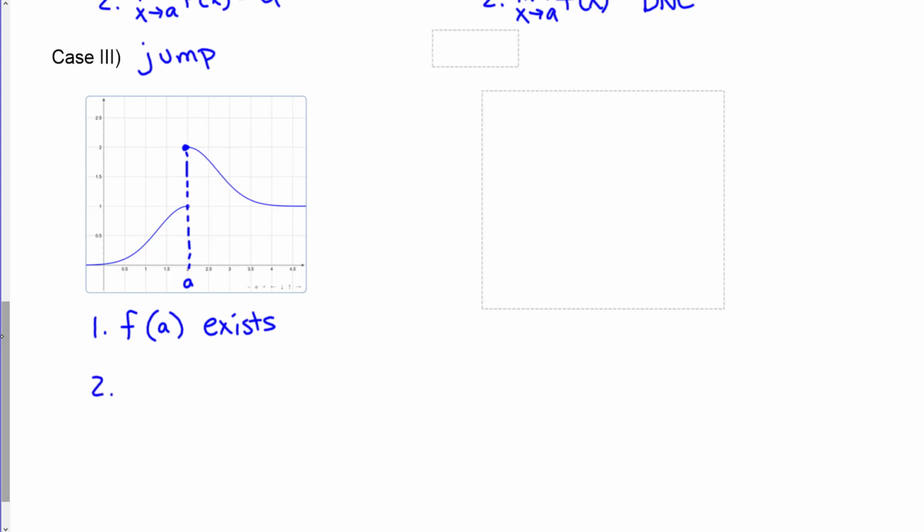However, if we take a look at the limit as x approaches a of this particular function, what we can see is that as we approach a from the left and we approach a from the right, the y values are approaching different values. So that's telling me that the limit itself does not exist.